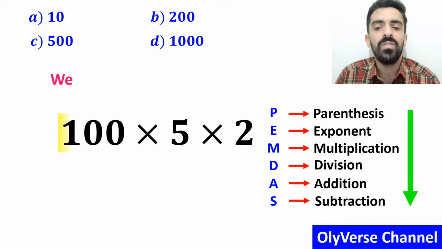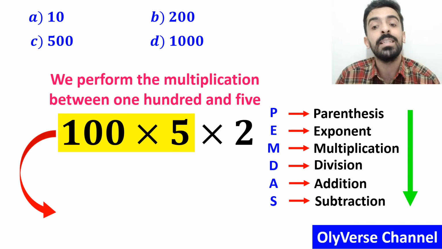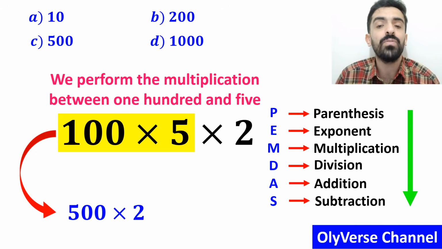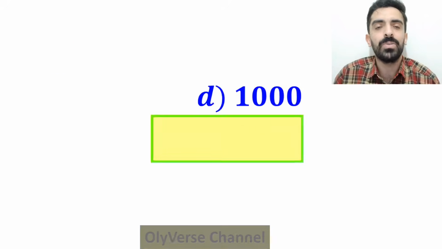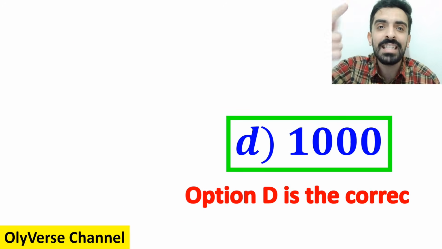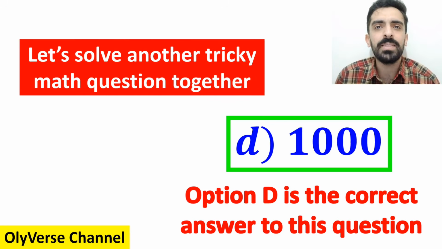In the next step, we perform the multiplication between 100 and 5. And instead of this expression, we can write 500 multiplied by 2, which finally gives us the answer 1000. That's great. Option D is the correct answer to this question. Alright, now let's solve another tricky math question together.